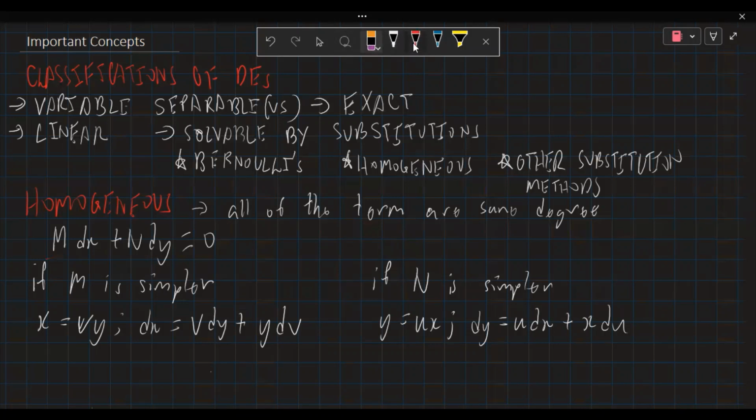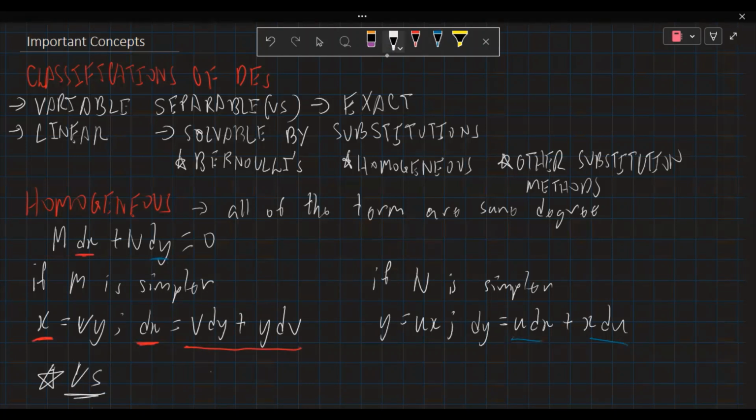What we do is substitute x within the entire equation, and also substitute this with v dy plus y dv. In the same way, if n is simpler than m, we use dy equals u dx plus x du. And that's it. From there, you will find that it becomes a variable separable equation. So very easy na rin.